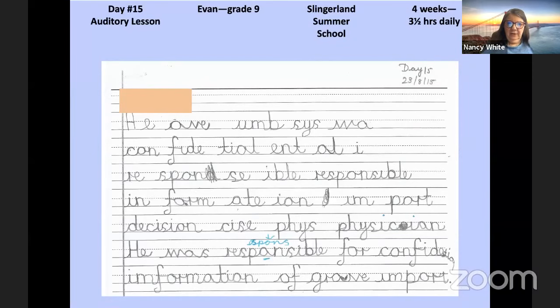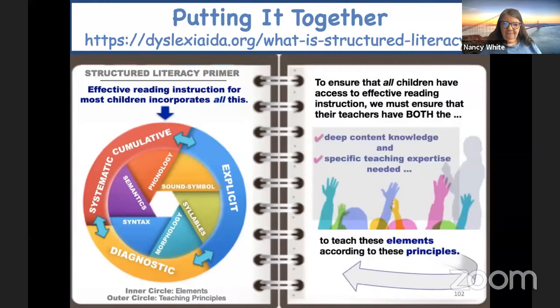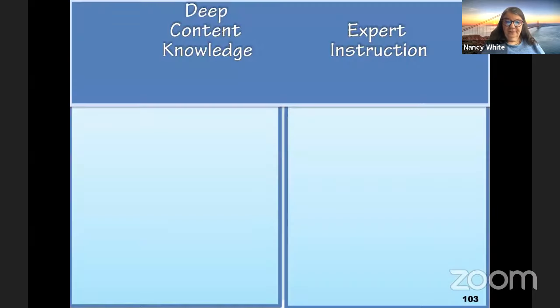This is another high school student, but I'm going to go past this because I want to get to the end. So to ensure that all children have access to effective reading instruction, we must ensure that their teachers have both the deep content knowledge and the principles of instruction.